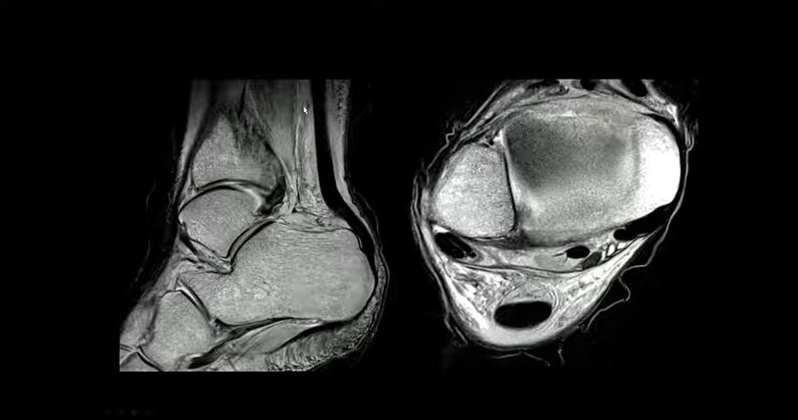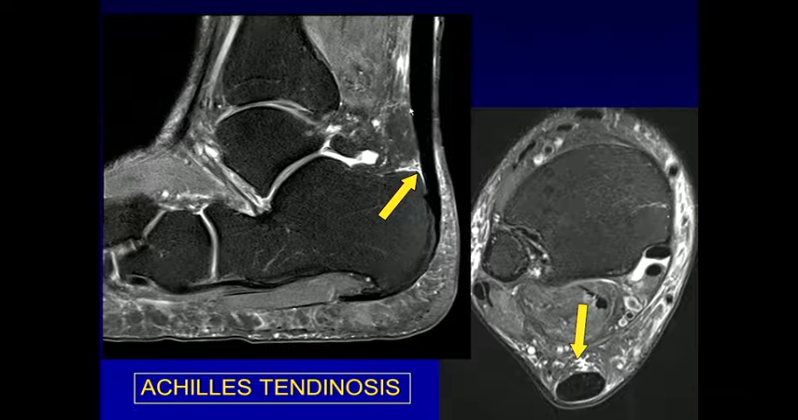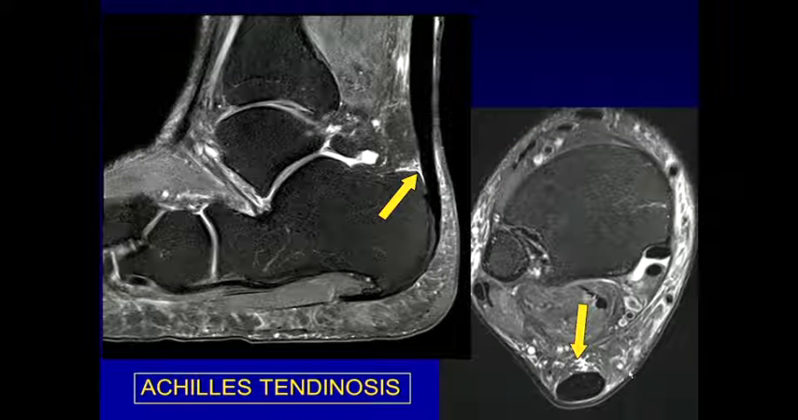The Achilles tendon should be equal in girth throughout its course and should have a flat or concave anterior surface. This is a patient with Achilles tendinosis. We see fusiform thickening of the tendon. We see that the anterior surface is now convex instead of being concave or flat.